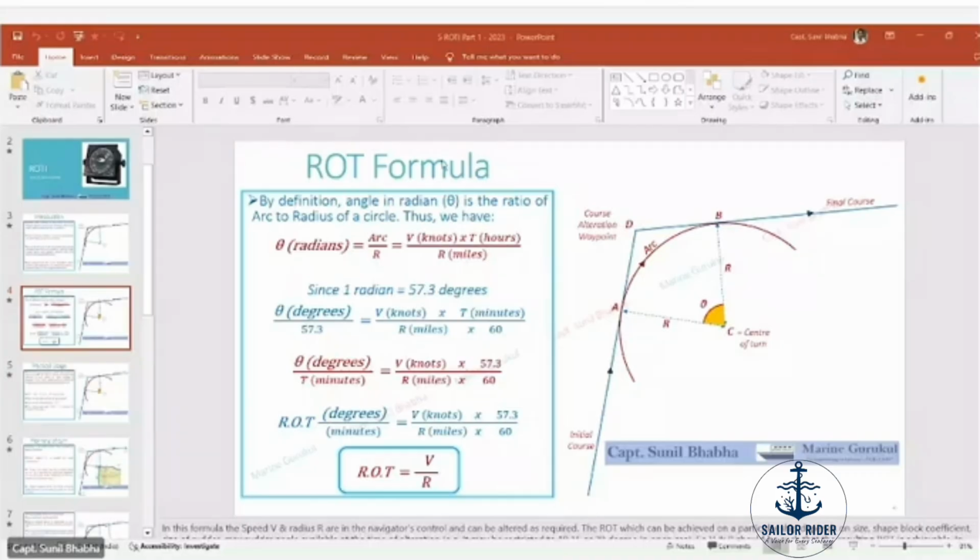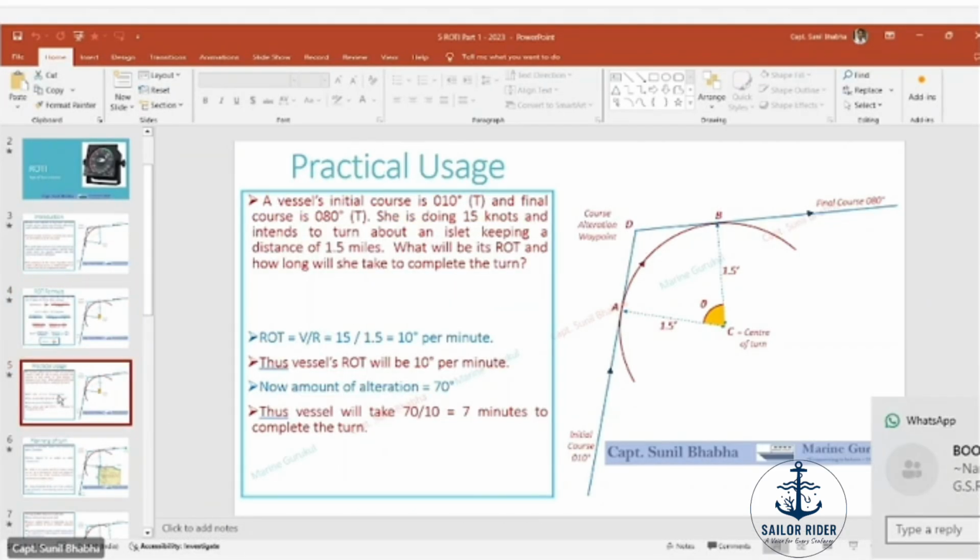Okay, so this is what you have seen in the video. Rate of turn is given by V upon R. V is the speed of the ship, R is the radius of the turn. And a small example was there in the video. So how do you find out what will be the rate of turn? How much time will the ship take? A very simple numerical. And now we are going into planning of the turn.